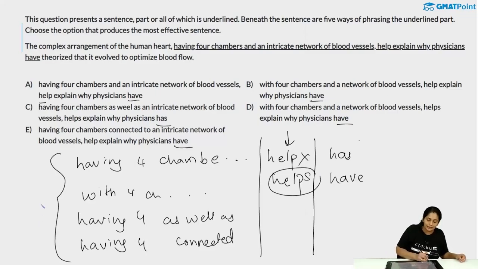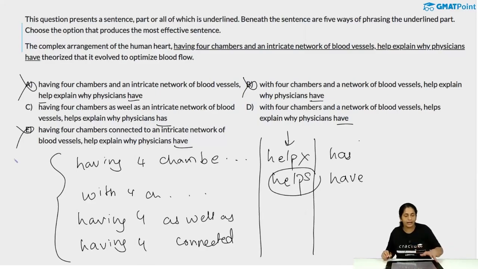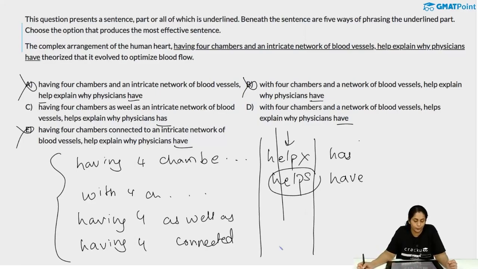If it is helps, then you can remove option A, option B, and option E as well. So A, B and E have been removed just by this particular choice. Now consider C and D, where you have has and have. In this case, what is it referring to? Has is the singular verb, have is the plural verb. In this case, has and have refer to physicians. Physicians as a group is a plural noun.